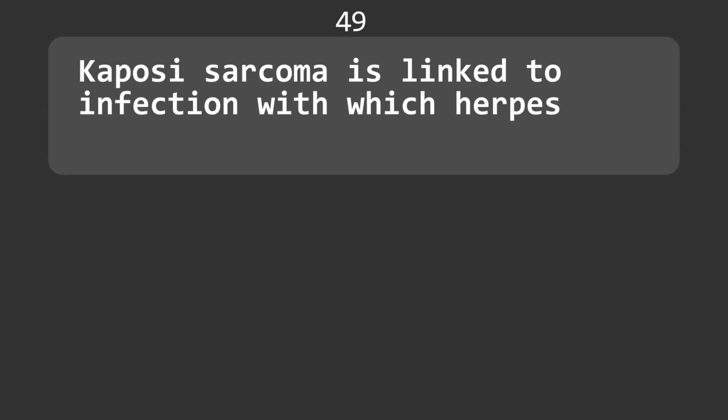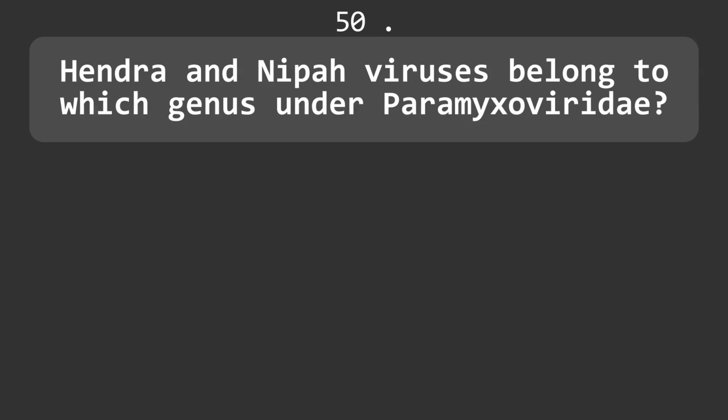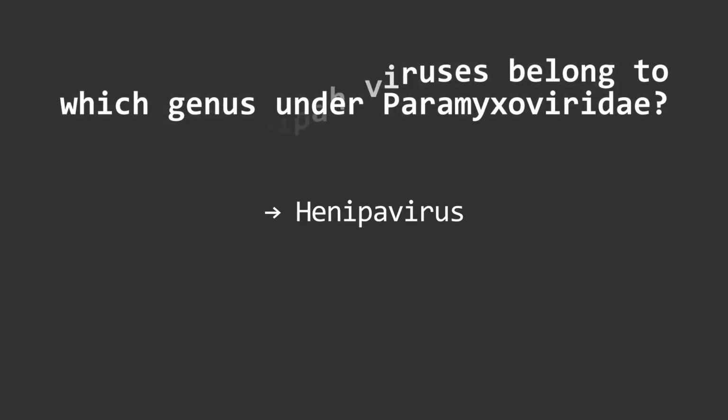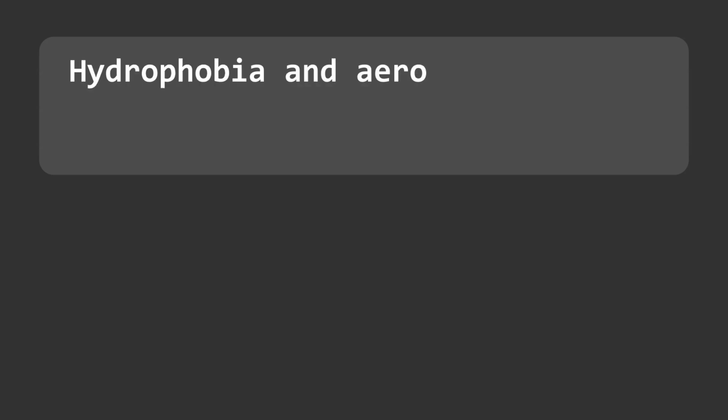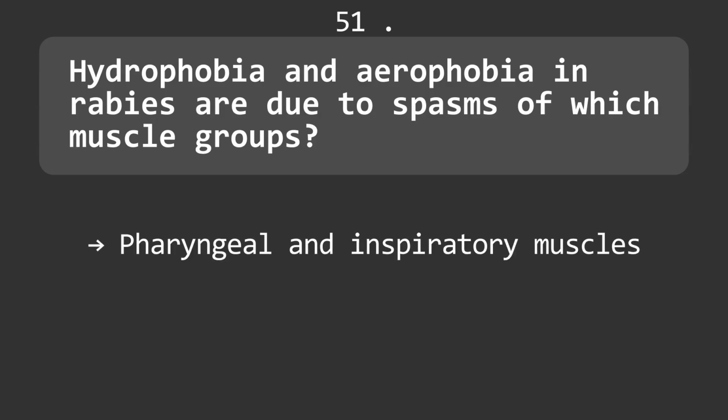Kaposi sarcoma is linked to infection with which herpes virus type? HHV8. Hendra and Nipah viruses belong to which genus under Paramyxoviridae? Henipavirus. Hydrophobia and aerophobia in rabies are due to spasms of which muscle groups? Pharyngeal and inspiratory muscles.